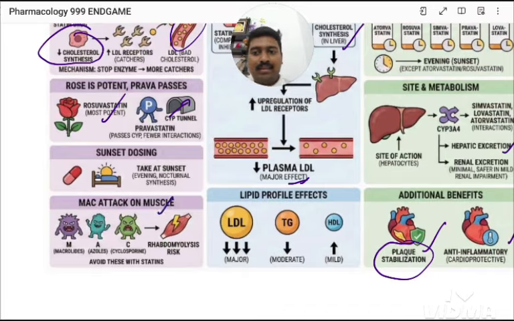Next, what does this MAC do? MAC drugs are macrolides, azoles, and cyclosporine. Macrolides are antibiotics, azoles are antifungals, and cyclosporine is an immunomodulator. These three drugs are known to cause rhabdomyolysis. Statins are also known to cause rhabdomyolysis, so along with statins, you will have to avoid these drugs.